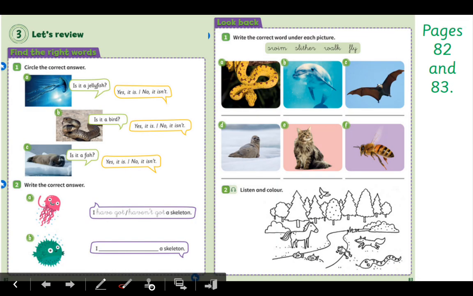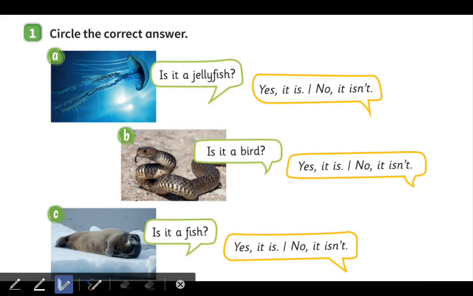Now here you've got 2 pages that you have to do in your house to review. Alright? They are page 82 and page 83. I am going to explain the activities for you, alright? You will do it really well, I'm sure. Activity 1 of page 82. It says circle the correct answer. Is it a jellyfish? And you have to circle yes it is or no it isn't.